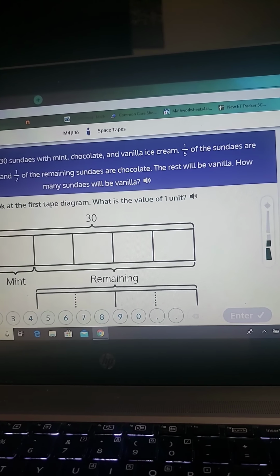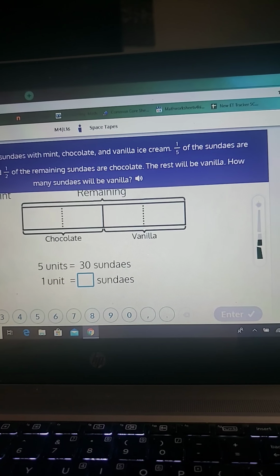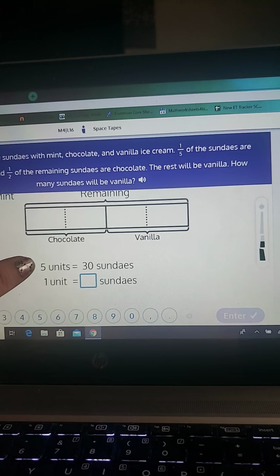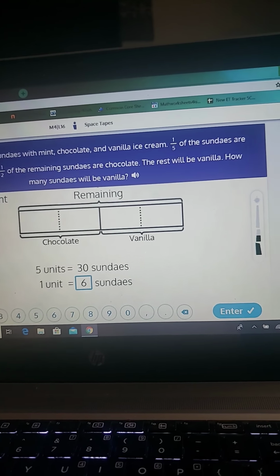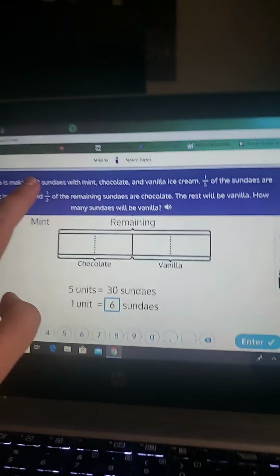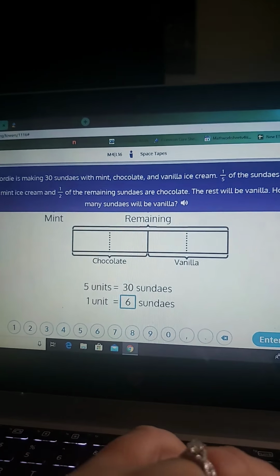So just like the last problem, you're going to take your whole number and divide it by your number of boxes. So 30 divided by 5 for me is 6. So again, you're taking your whole number in your word problem and dividing it by your denominator of this problem.